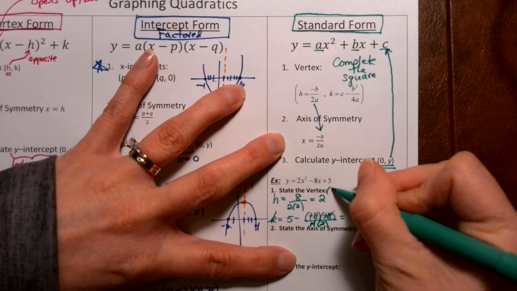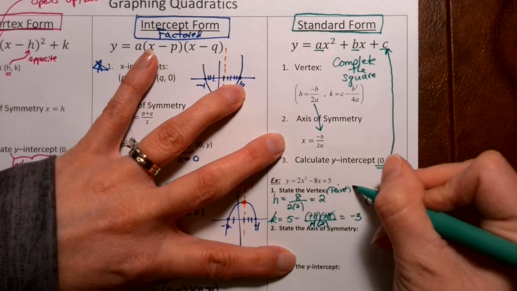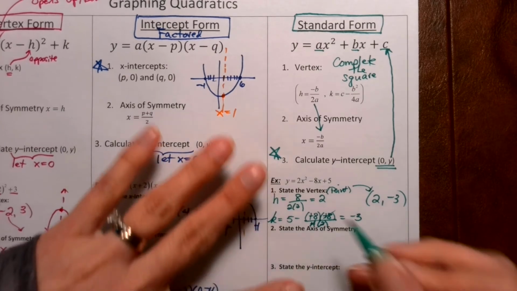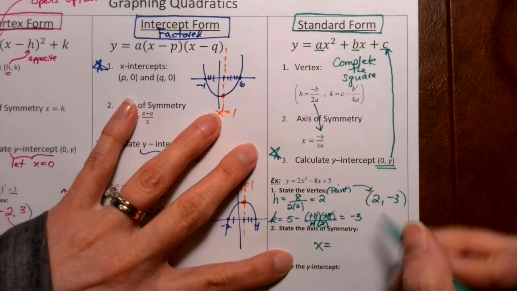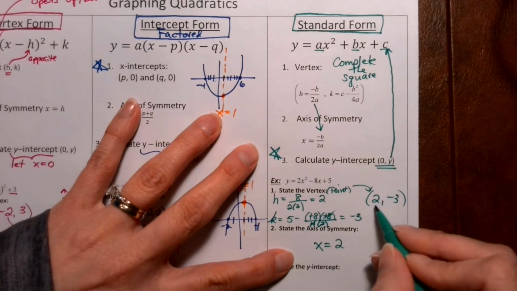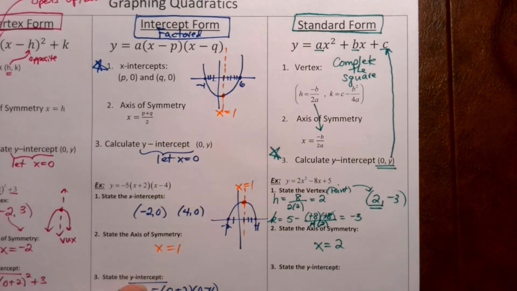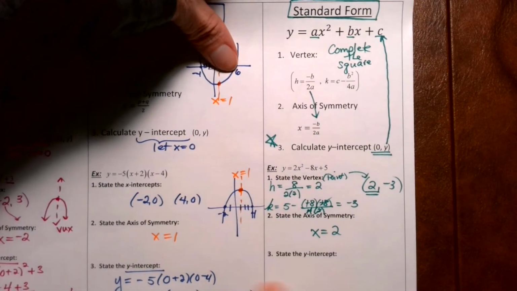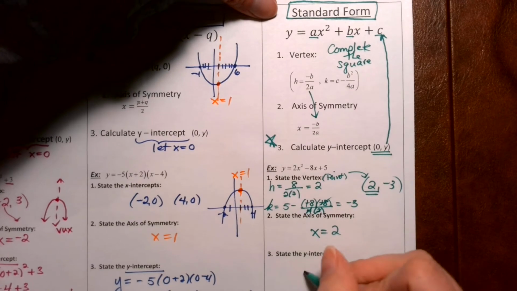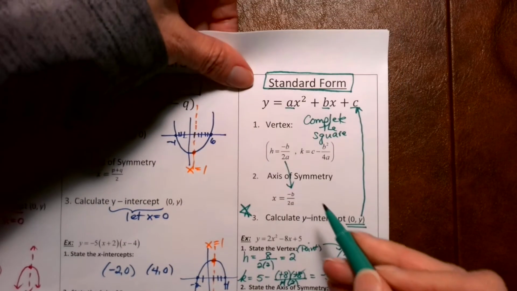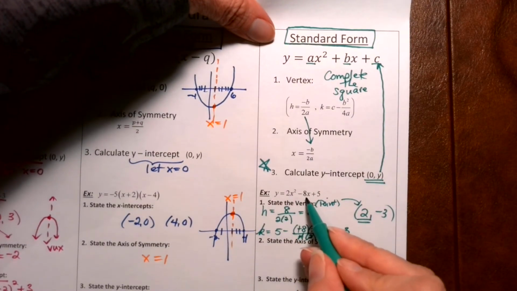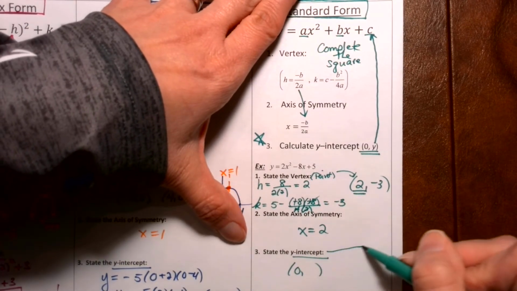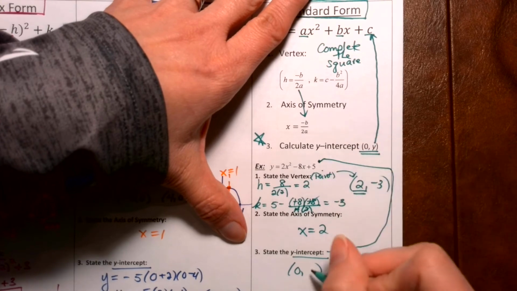A vertex is also a point, so you're going to want to make sure you write it as h, k. Axis of symmetry, well, that's always just going to be a vertical line, x equals whatever that x value is of your vertex. How about the y-intercept? Oh, y-intercept is super easy. I could plug in 0 for x, and then what happens? 0, 0, 0, you just get the 5. So y-intercept in standard form is just your c value.